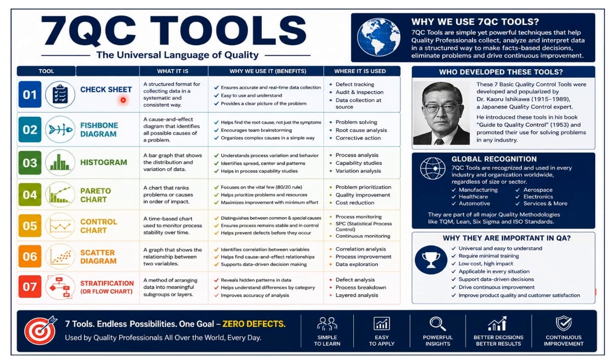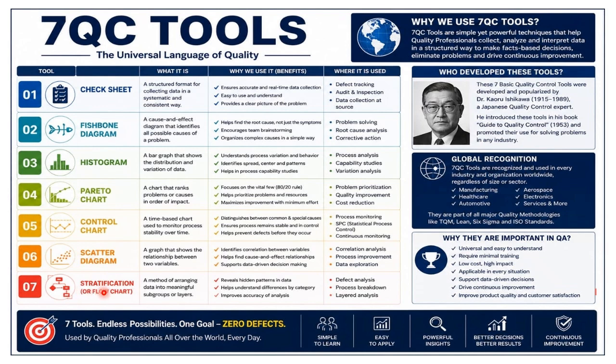Check sheet for collecting data. Fishbone diagram for finding root causes. Histogram for understanding data distribution. Pareto chart for identifying the most critical problems. Control chart for monitoring process stability. Scatter diagram for analyzing relationships between variables. Stratification for separating data into meaningful groups to uncover hidden patterns.